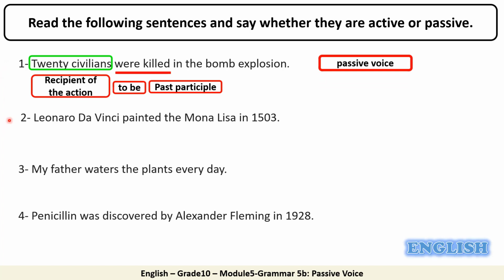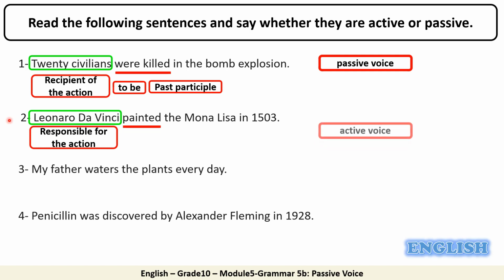Excellent. In the second sentence, Leonardo da Vinci painted the Mona Lisa in 1503. The subject here is the responsible for the action. Very good. And we have the verb to paint in the simple past tense. So we are talking about the active voice.